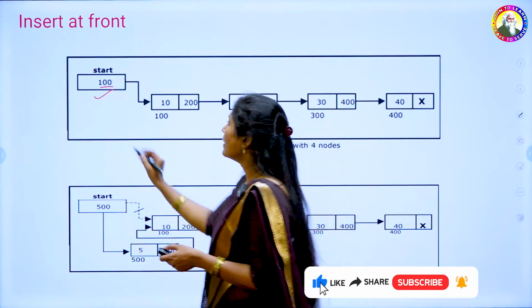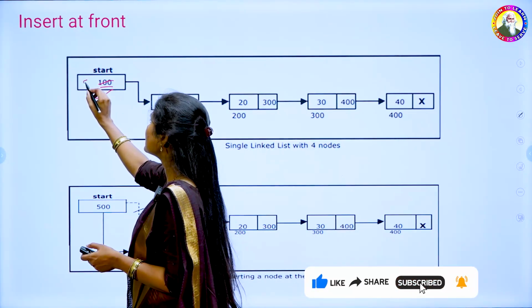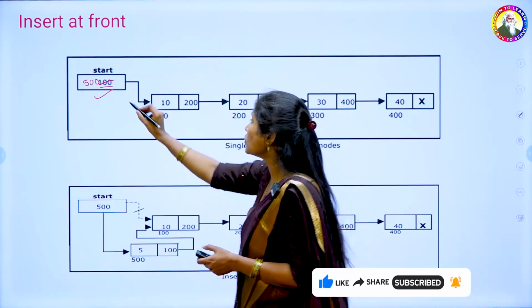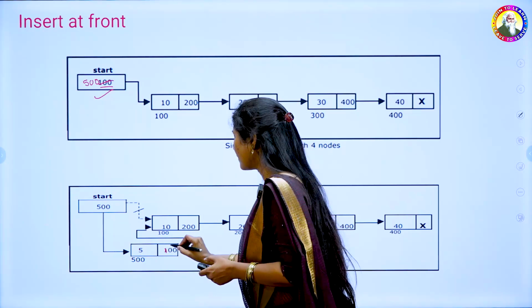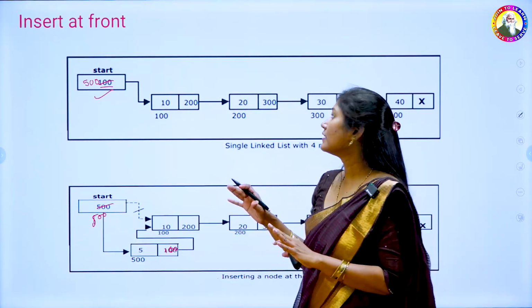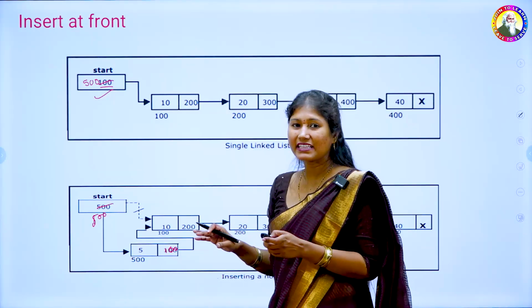So, what I have to do, in this start, I should replace this one with the address of the new node. And in this new node, I should have the address of the 100. I should have the address of the head like this. This is about the insertion at the front. Now we will see the algorithm.